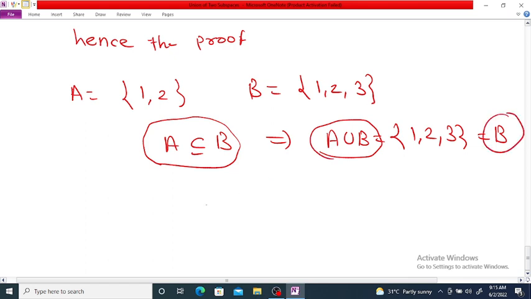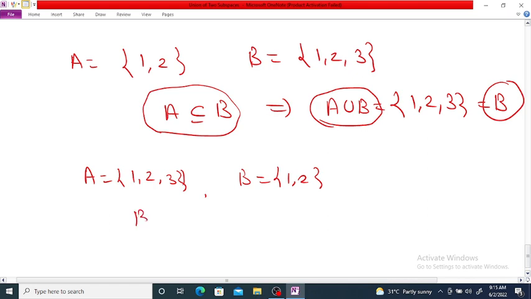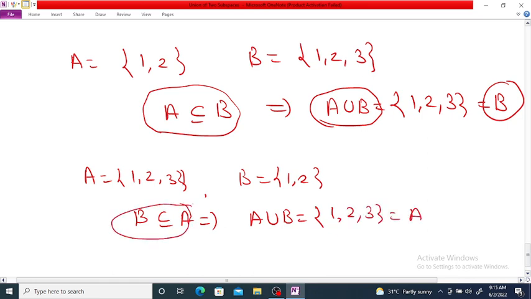Similarly, if B is a subset of A, suppose you take A equal to {1, 2, 3} and B equal to {1, 2}, then clearly B is a subset of A. Then again A union B is equal to {1, 2, 3}, which is equal to A. So if B is a subset of A, then A union B is equal to A.